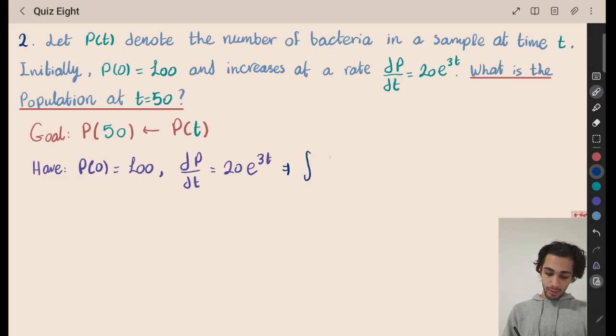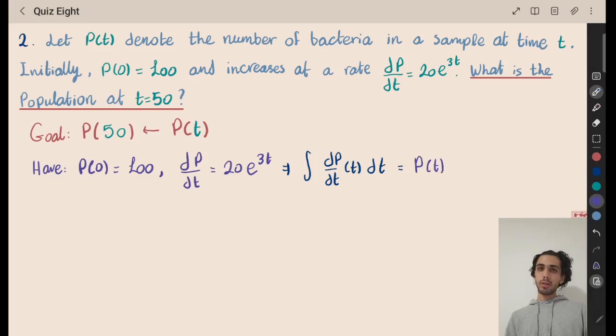We need to integrate dp by dt. dp by dt is a function of time. So we probably need to integrate this with respect to time. Now, would this give me my p of t? Yes, it would. Why?